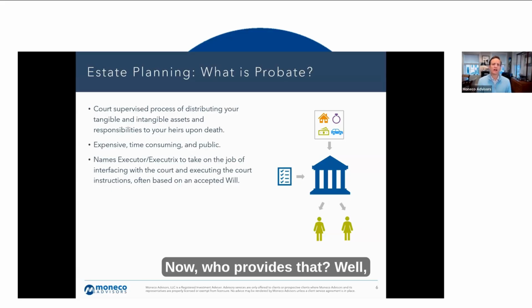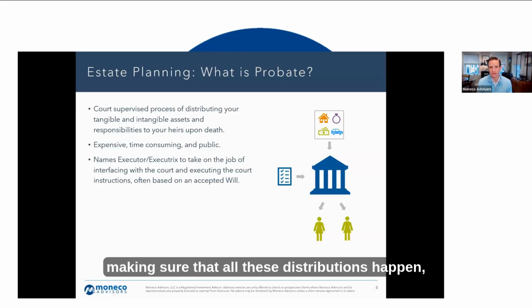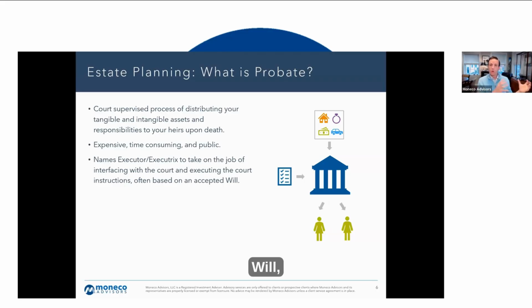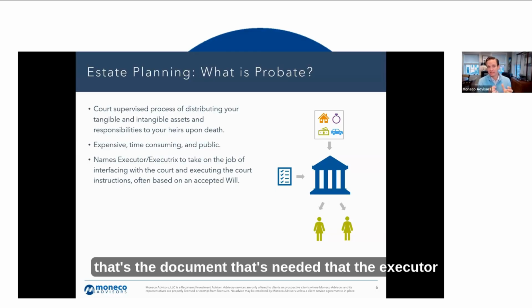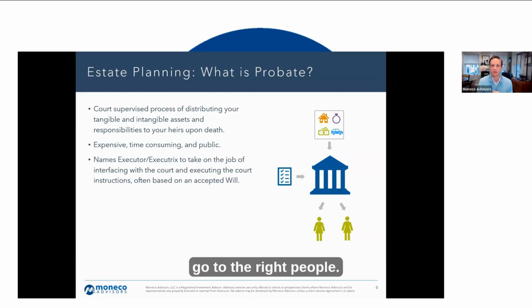Now, who provides that will? Well, that would be the executor or the executrix. And they are usually a named person in the will. So if I died, I named an executor or executrix to take care of this process of going to the probate court, filing the paperwork, making sure that all these distributions happen, right? So probate, again, that's the whole process. Will, that's the document that's needed that the executor can take to the probate court to make all this stuff get assigned and go to the right people. All right, so that's probate.